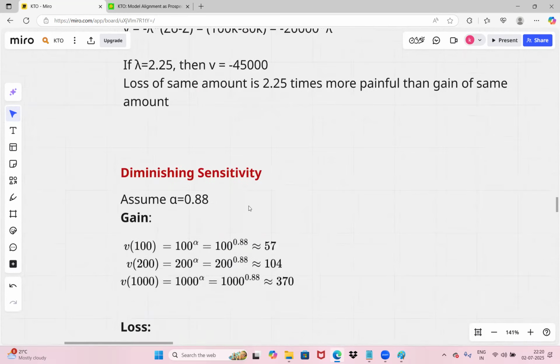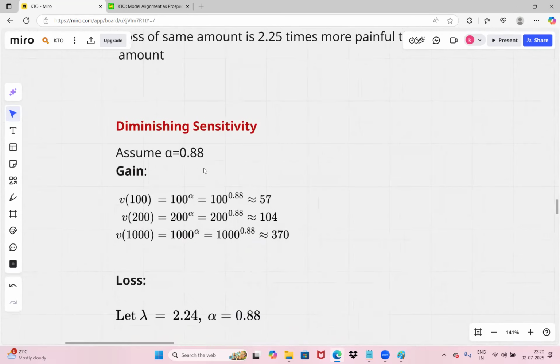So now let's consider diminishing sensitivity. What is diminishing sensitivity? It is nothing but humans are more sensitive around the reference point. So now let's assume we are anticipating zero profit. Somehow we got a profit of $100. Here, if we assume alpha as 0.88, 100 power alpha is 57.